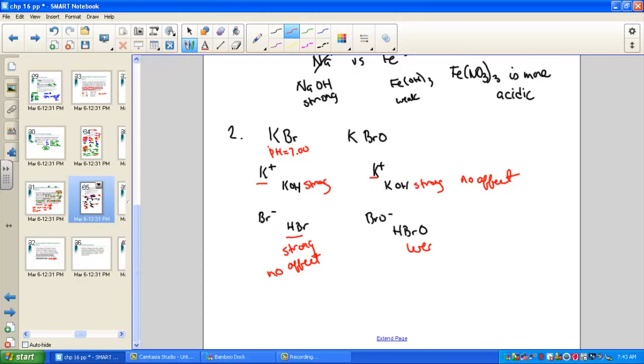HBrO is not strong, therefore it is weak. When weak parents form, this process produces a more basic solution. You want to see the chemistry as we're still practicing. It undergoes hydrolysis to get back the conjugate acid, producing hydroxide ions. It becomes more basic, less acidic.